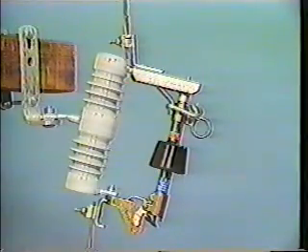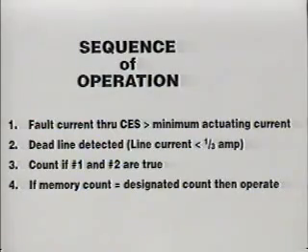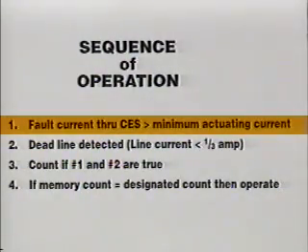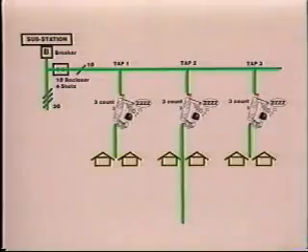When properly installed and sized, the electronic sectionalizer is ready for its design protective function. For the Chance electronic sectionalizer to physically operate, 4 events must take place. The first event is fault current must pass through the sectionalizer at a current above its minimum actuating current for the CES to become active or wake up.